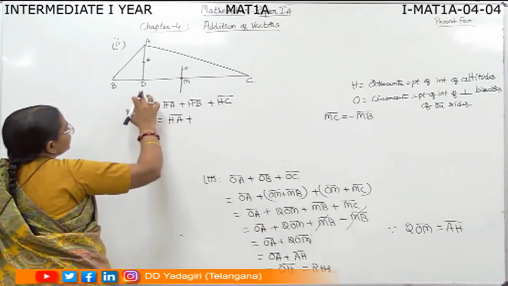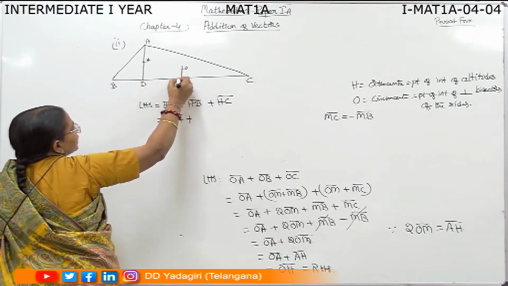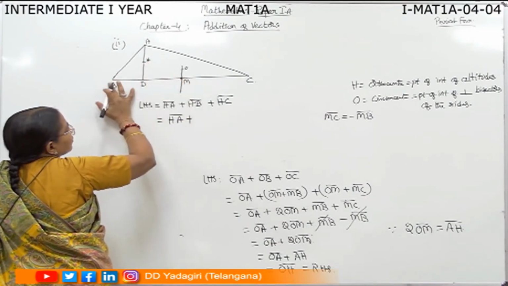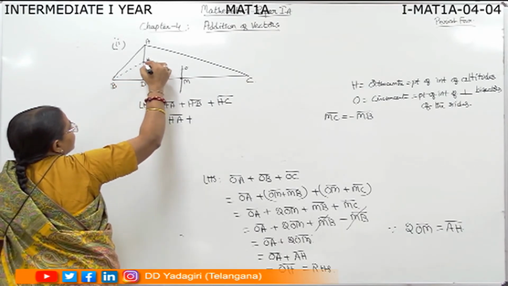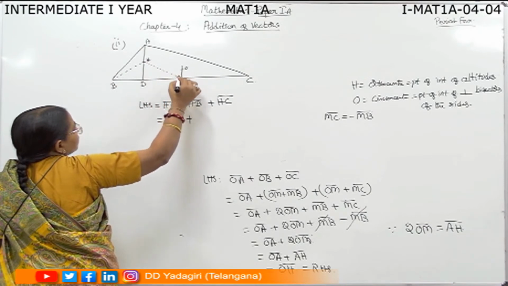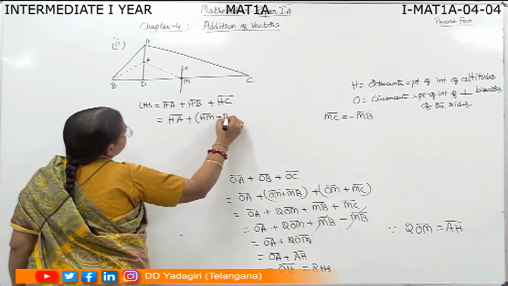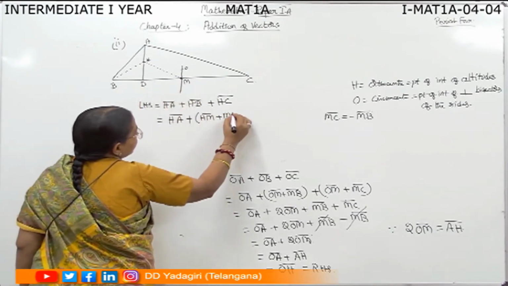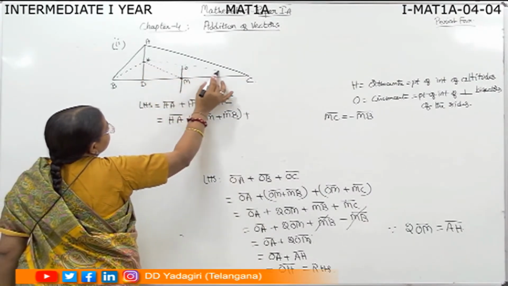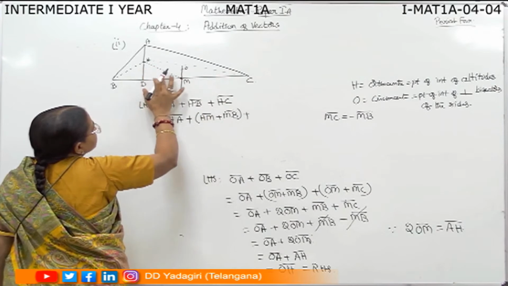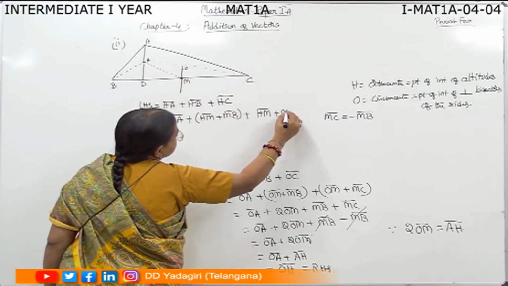Now what is HB? HB we will write as HM plus MB. We'll take this triangle. So HB is nothing but HM plus MB from triangle law. And again HC, if you write, HC is equal to HM plus MC.